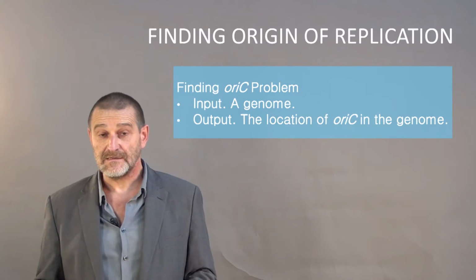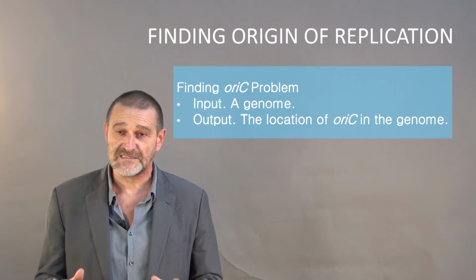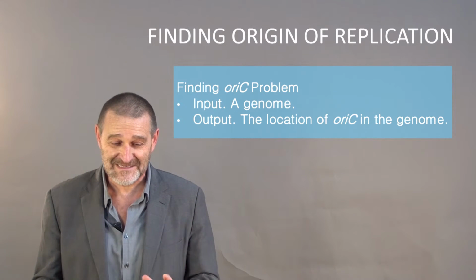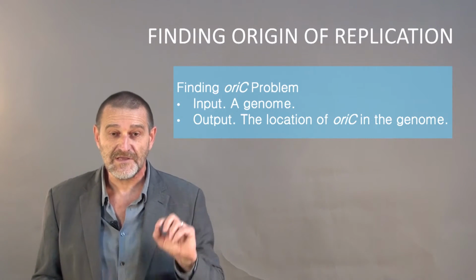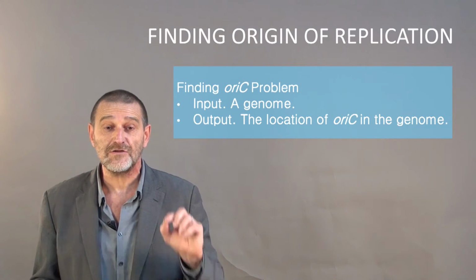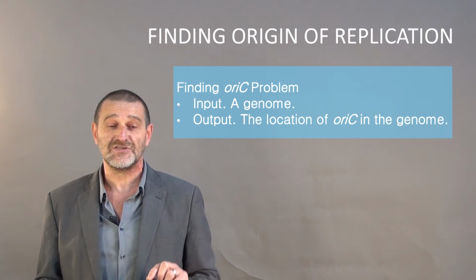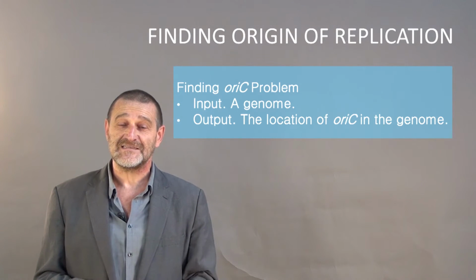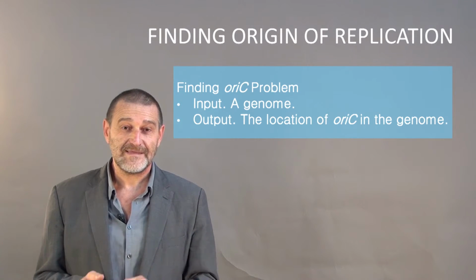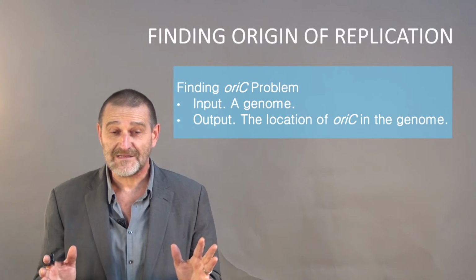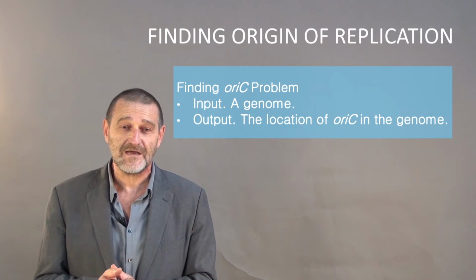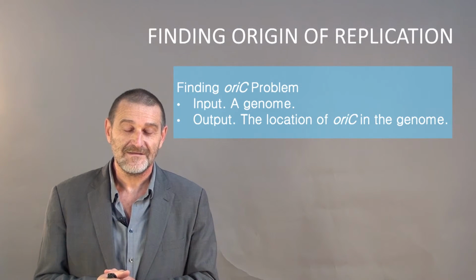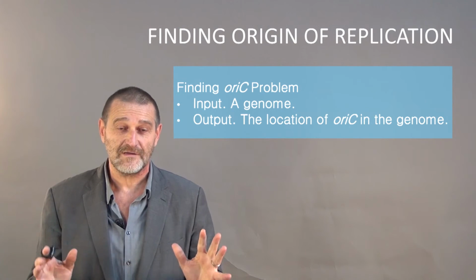And here's the first, or should I say the third already, problem in this course, finding the origin of replication. I'll give you a genome. You have to give me the location of the origin of replication in this genome. Does the problem make sense? Yes? Yes? You may be right or wrong, depending on who you are. Are you a computer scientist or a biologist? Computer scientist. Computer scientist, then you are wrong.